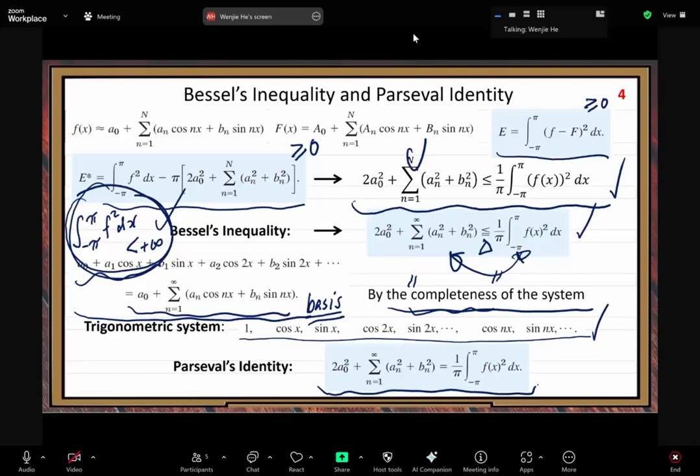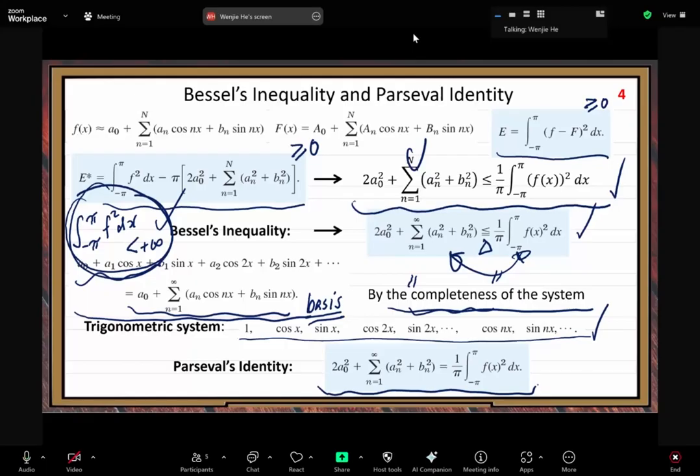For any other system you want to use, you have Bessel's inequality. But when you want to move to Parseval's identity, you have to make sure the system is complete. Then you can use Parseval's identity.